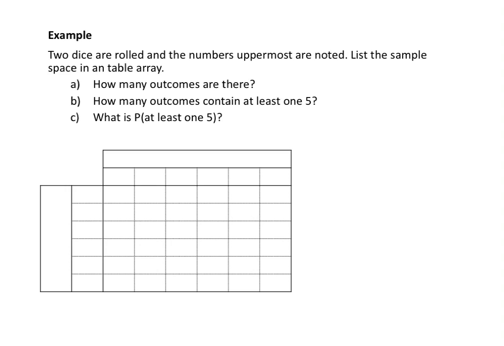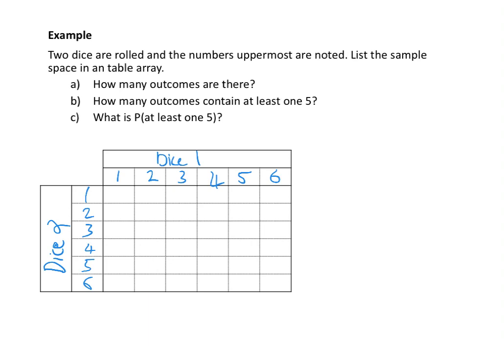So let's start off with doing our table array. Both events are the same, and that is a die being rolled. Up the top, I will put die 1. Along the side, I will put die 2, and then I will list each option under die 1 and die 2, which will be my numbers 1 to 6. So 1, 2, 3, 4, 5, 6. 1, 2, 3, 4, 5, 6.